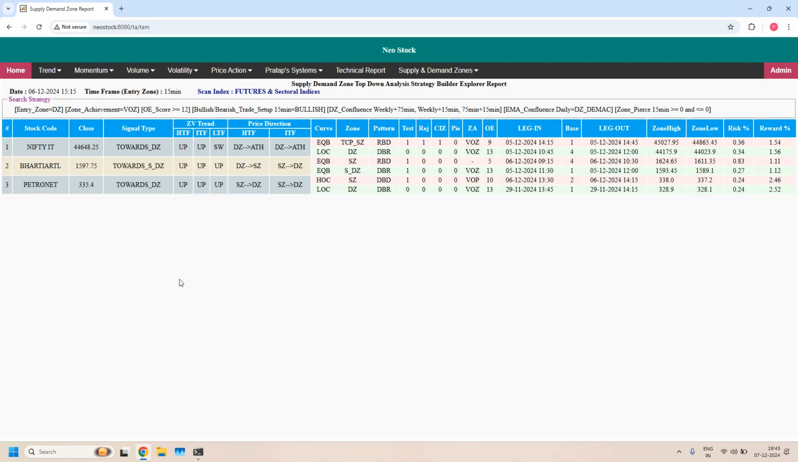HTF daily trend is an uptrend, and these daily zones are having daily EMA confluence. Our entry time frame 15 minute zone is part of the daily zone. Of course, it is part of the daily zone together with the 75 minute zone, because the daily is part of 75. Both together are part of the daily zone. So these 3 are even more high probability trade setup supported stocks.